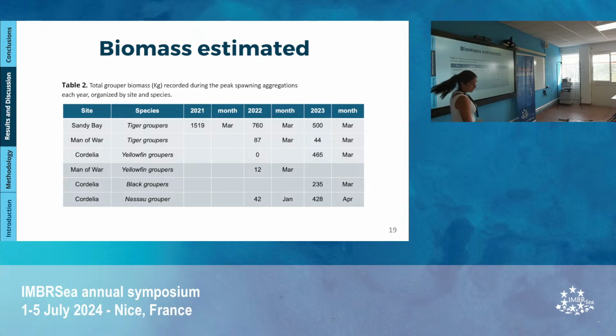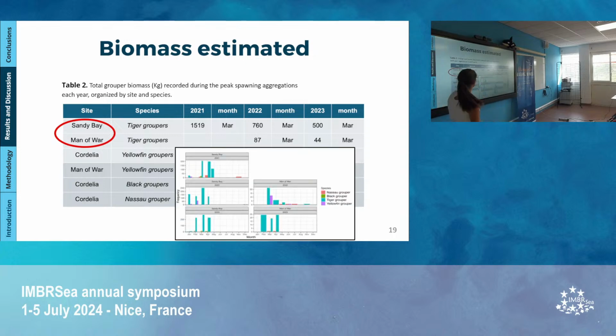And finally, the biomass was estimated. So here we observe the total grouper biomass recorded during the peak spawning aggregations each year, organized by site and species. So the only information that we can compare here are in Sandy Bay and Man of War, because we have the data available for the same month in the 3 different years. Here in 2. So what we can see is that there's a decrease of more than a half between 2021 and 2023, and also here is a decrease of approximately half of the biomass.